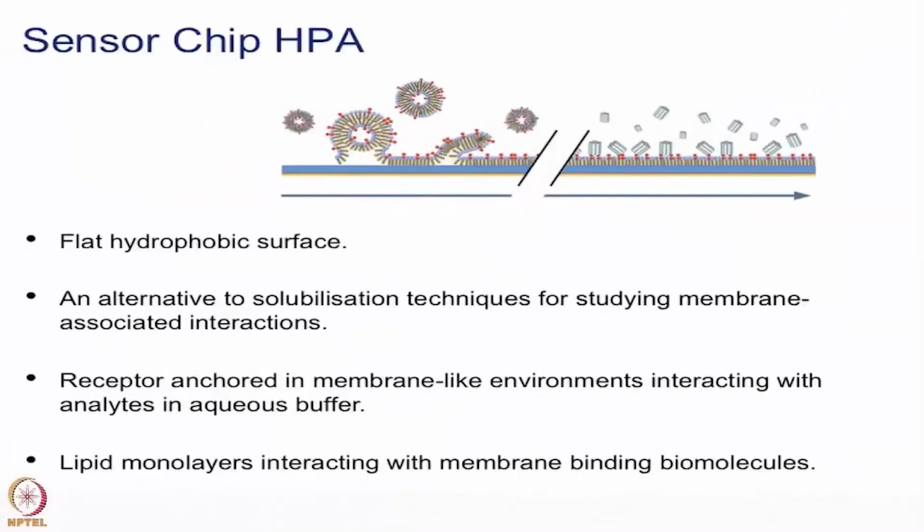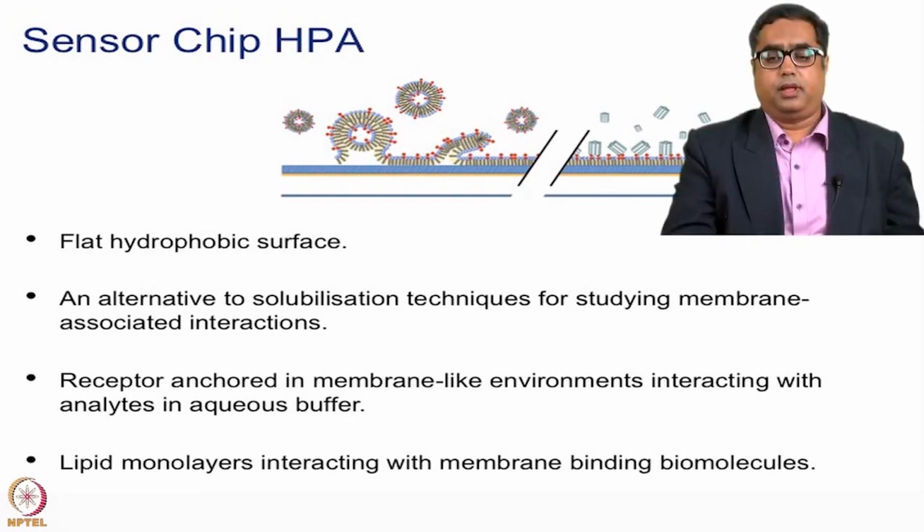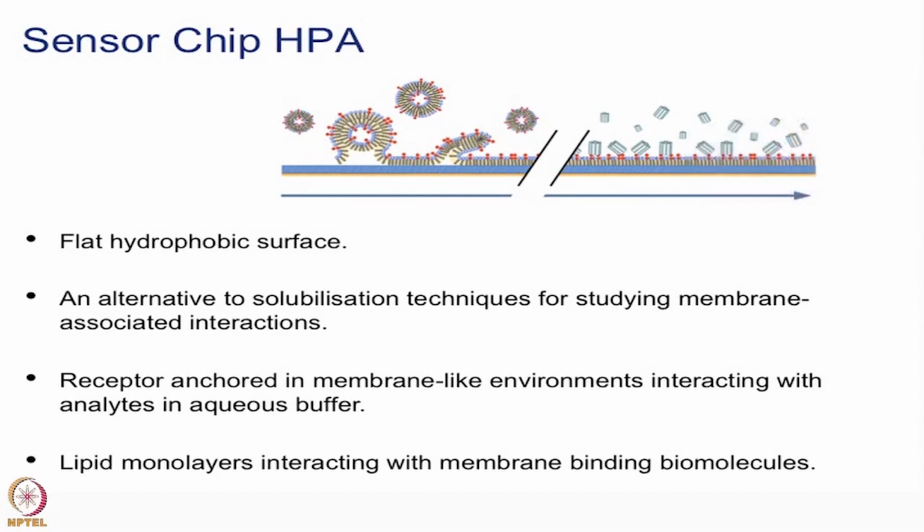Another very important variety of chip surface is HPA surfaces, or flat hydrophobic surfaces, and these surfaces are useful for membrane associated interactions. Receptors generally are anchored into membrane-like environments, and then they are useful for interaction with analytes. Generally, studies of lipid monolayers interacting with membrane binding biomolecules are made on these surfaces.